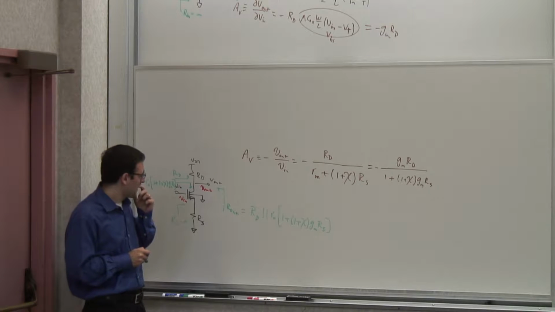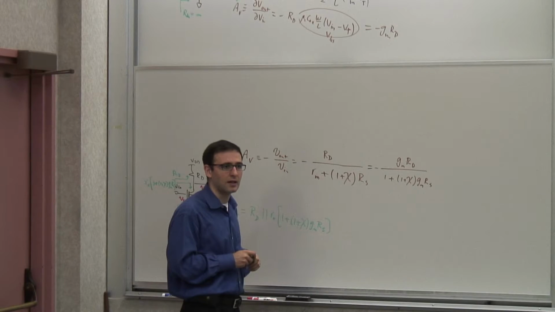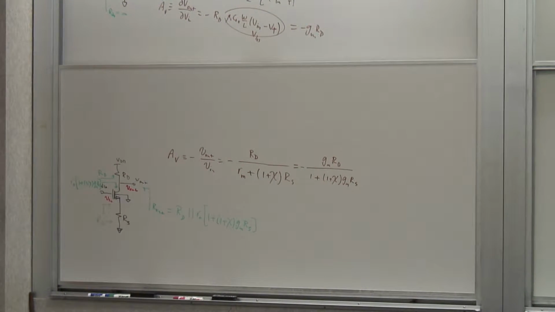Okay. So that was basically what we said. So that was the input and output resistance of the common source stage. Any questions about this so far?